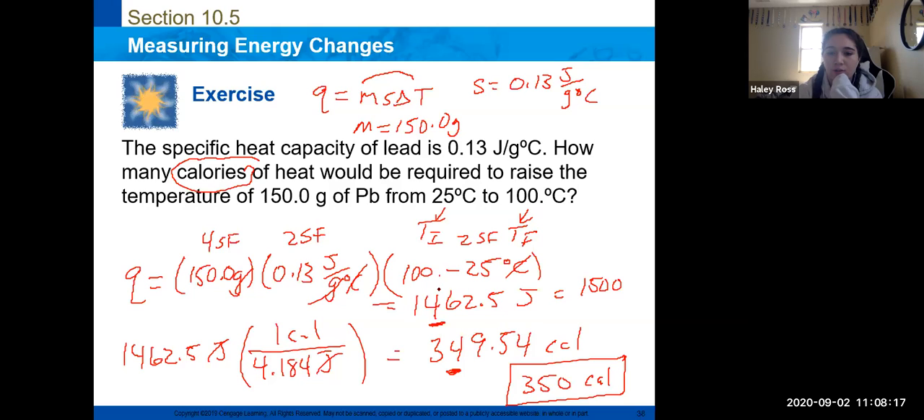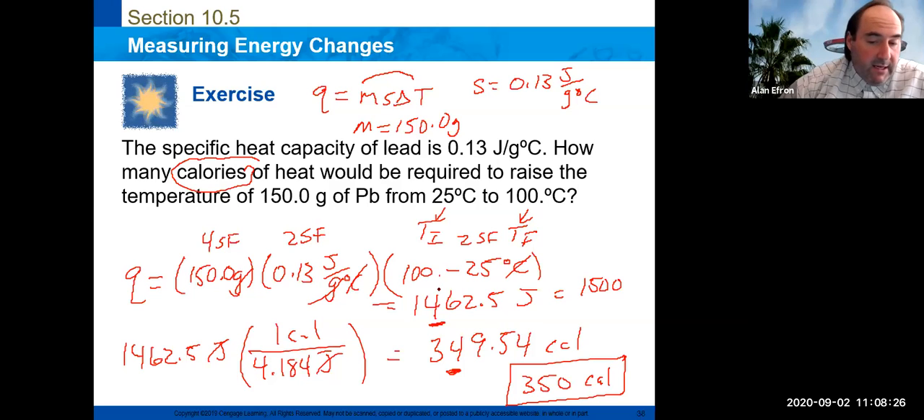Isn't the final 100? Wouldn't this be a negative number? The final is 100, but when you do change in temperature, it's final minus initial. Oh, okay. Thank you.